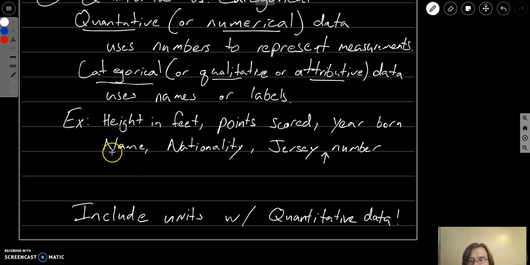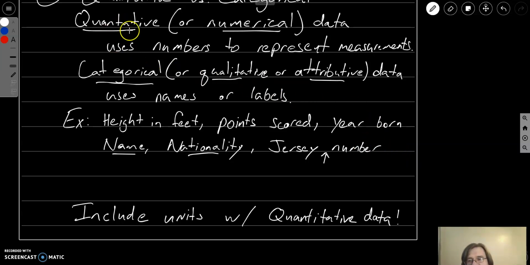However, if you were to look at someone's name or someone's nationality, this is going to be categorical. You're not going to use numbers to represent these things, so clearly it's going to be categorical. However, a jersey number is still a number, so we might be tempted to say quantitative, but that jersey number doesn't represent an amount of something. It doesn't give us any more information. It's just a label that we've assigned to that player. It doesn't mean anything beyond that, just like a name. This is all a jersey number is.